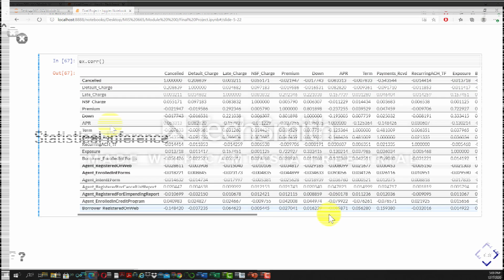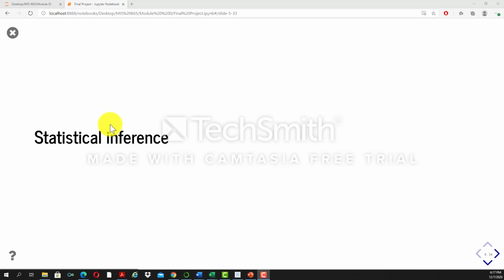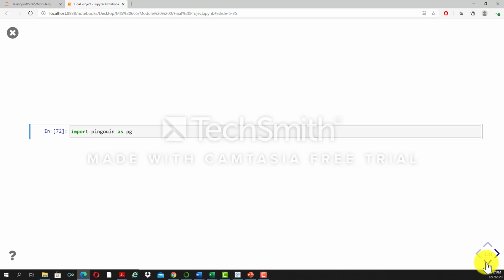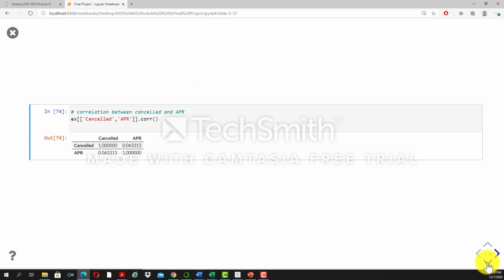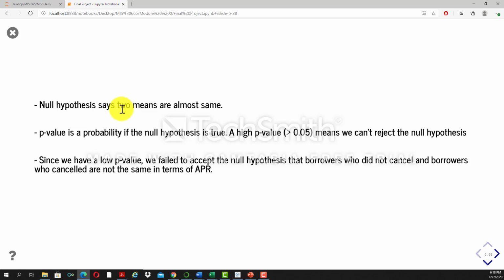Here we're going to do statistical inference, and we're going to test whether the dependent variable cancelled is the same across the independent variables. So we're going to do one for APR and cancel. As you can see, the value is 0.000, and our null hypothesis says the two means are supposed to be the same, but since we have a low p-value, we reject the null hypothesis.